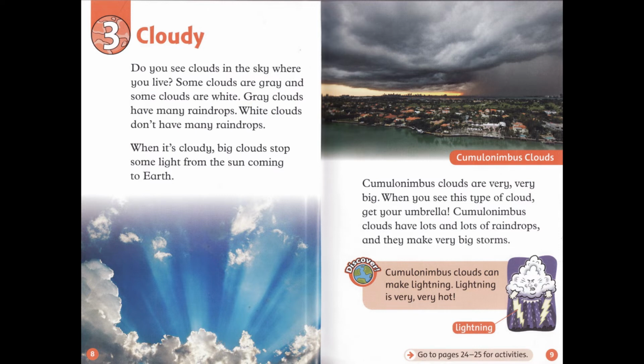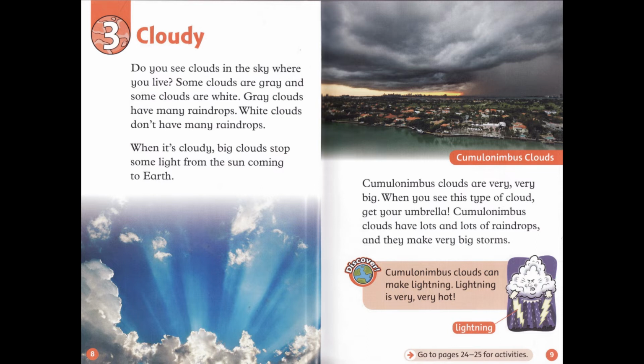Cumulonimbus clouds are very, very big. When you see this type of cloud, get your umbrella. Cumulonimbus clouds have lots and lots of raindrops, and they make very big storms. Discover. Cumulonimbus clouds can make lightning. Lightning is very, very hot.